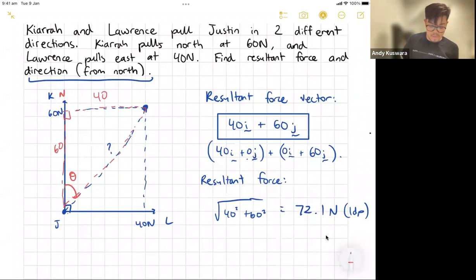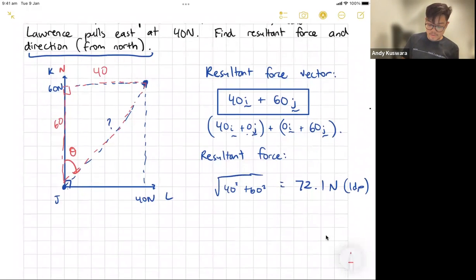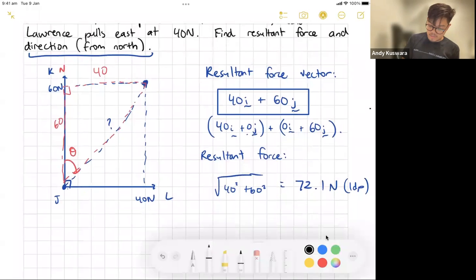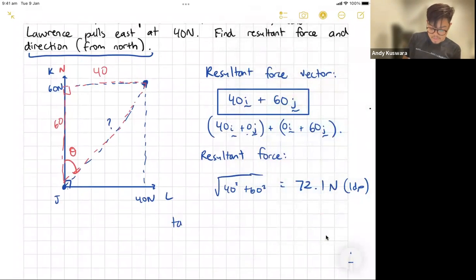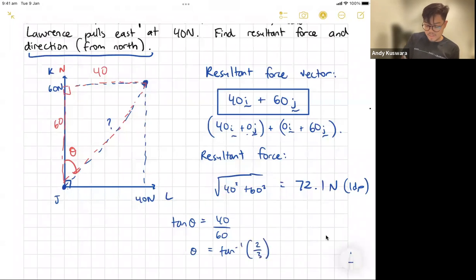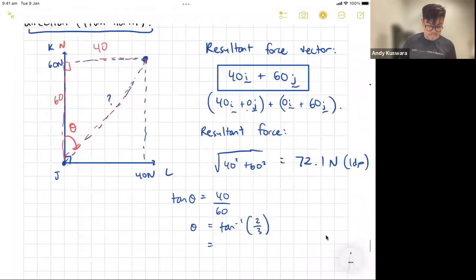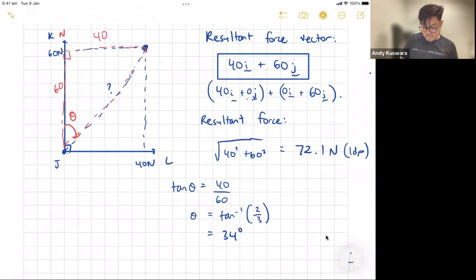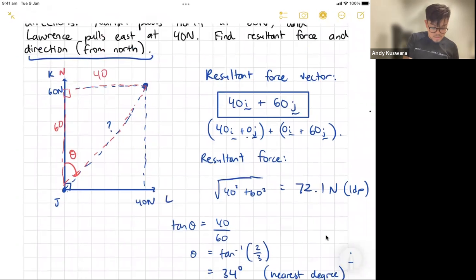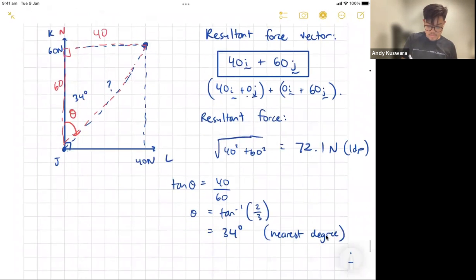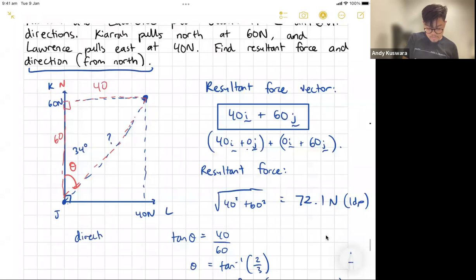I'm going to work with my nice right angle, and the way that I'm going to do this is by using trigonometry. So that means I've got opposite and adjacent. Let's use tan theta. So tan theta is going to equal opposite, which is 40, over adjacent, which is 60. That means theta is going to equal tan inverse of 2 on 3, just simplifying as I go. And my tan inverse of 2 on 3 should be something like 34 degrees to the nearest degree. So from north, that'll be 34 degrees. That there is my direction of the force.